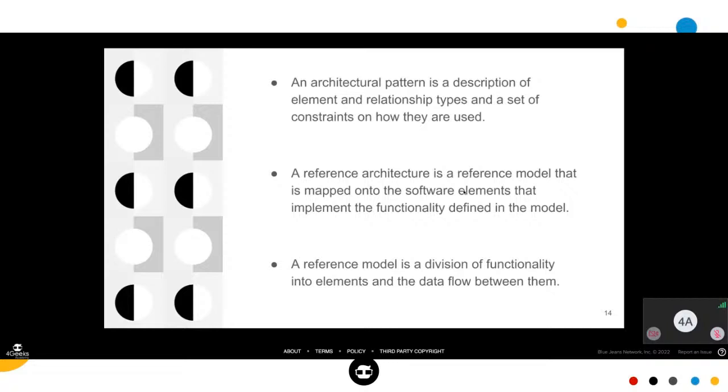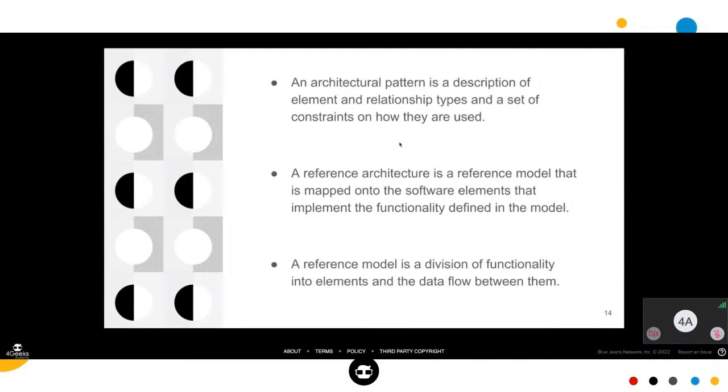And a reference model is a division of the functionality into elements and data flow between them, right? For example, a reference model includes database and compiler, among other things. For example, in a reference model we have parsers, analyzer, code generator, optimizers, I don't know, data flow, connectivity between the pieces, right?